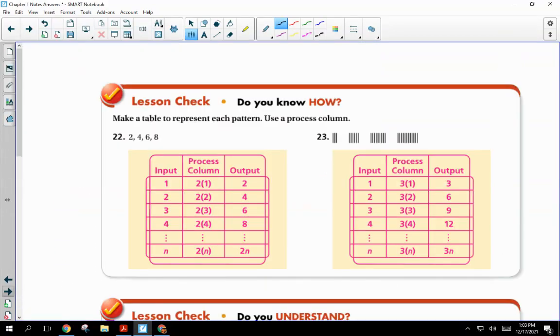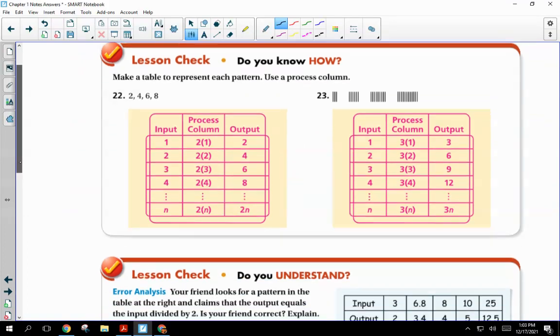All right, next page. Lesson check. So we're kind of done with this lesson. At the end of each lesson, they have this lesson check, and they want you to do it on your own, and then you check it with the teacher. But unfortunately, this is not possible because you're at home learning or you're by yourself learning. So I'm going to give you the answer, obviously.